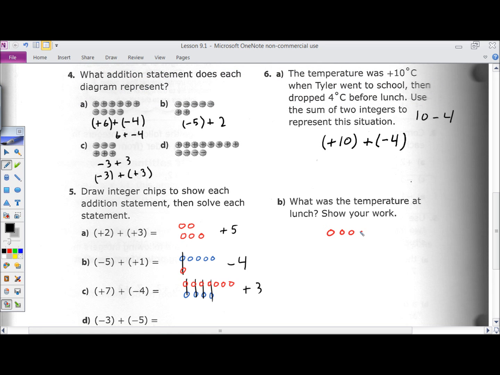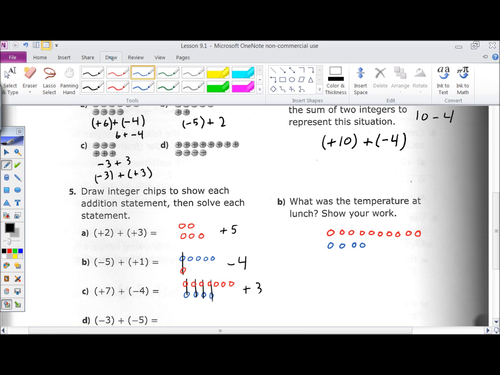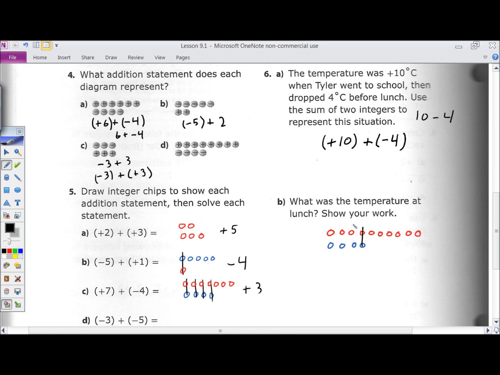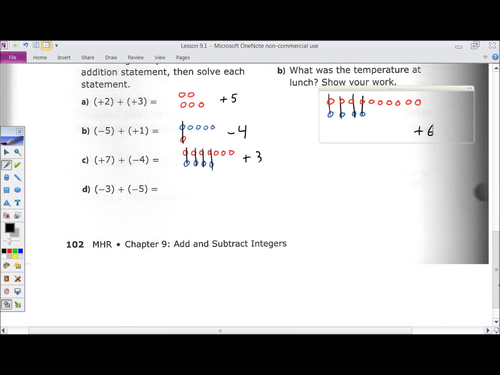So I need 10 positives and 4 negatives. Cross out my 0 pairs. I'm left with 1, 2, 3, 4, 5, 6. Positive 6. Backside I'm going to leave for you to do on your own.